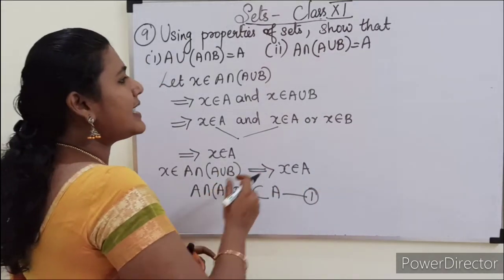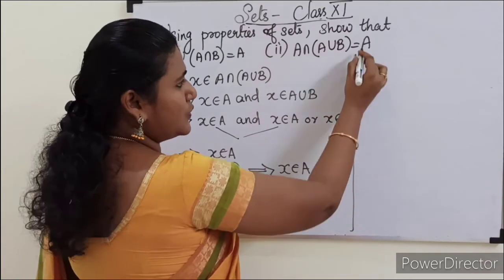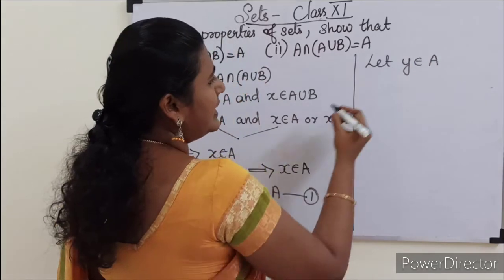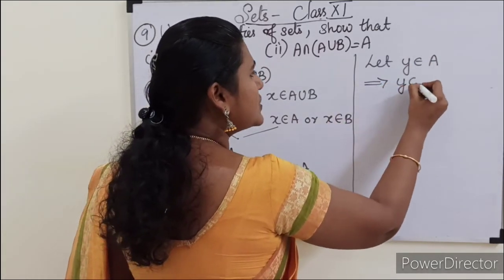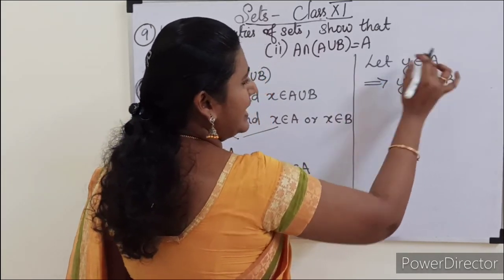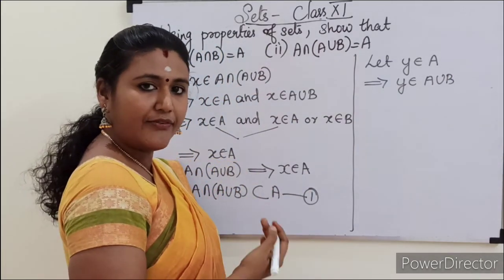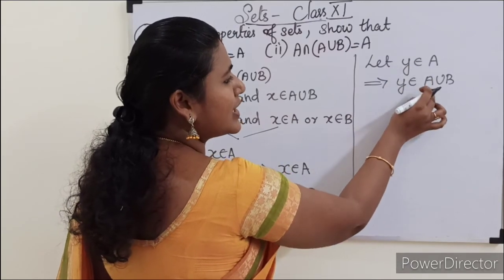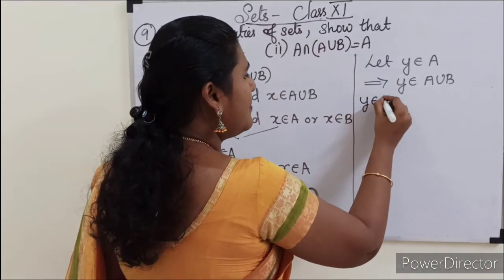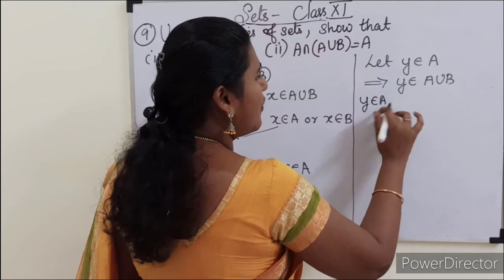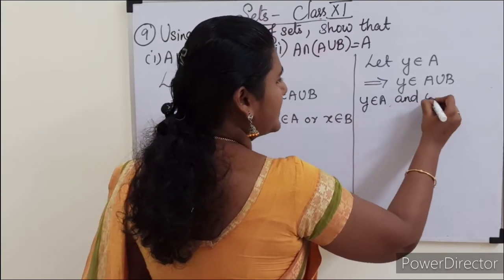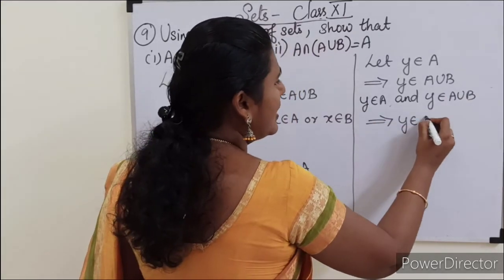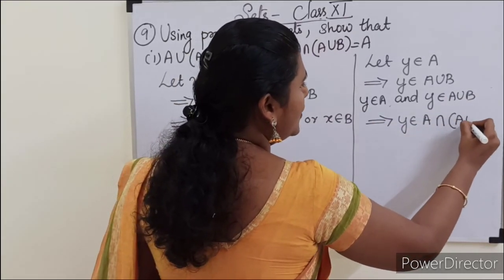Now we will consider another element Y in A. Let Y belong to A. Then we can say that Y belongs to A union B also. If Y is an element of A, then definitely Y belongs to A union B also. Now we are going to use these two conditions together. That is Y belongs to A and Y belongs to A union B, which implies Y belongs to A intersection (A union B).